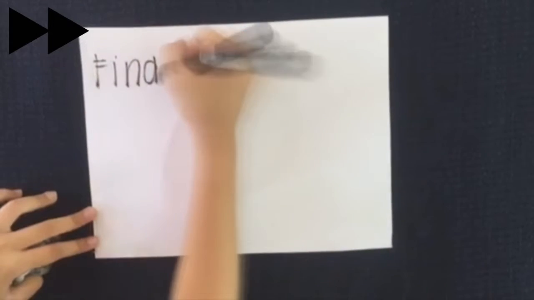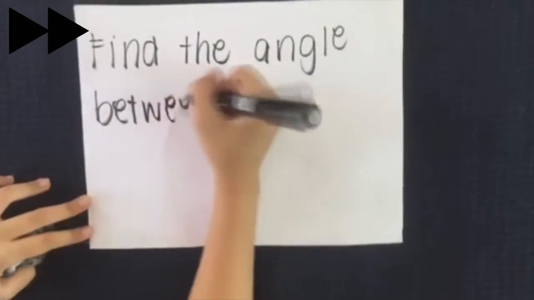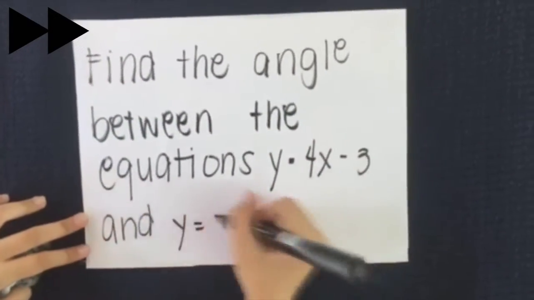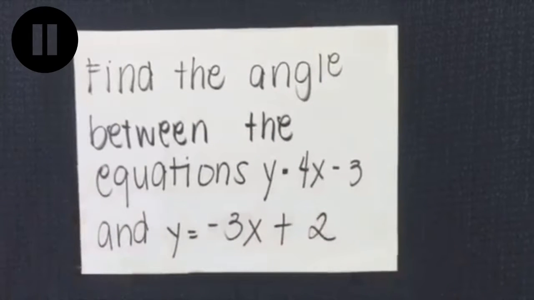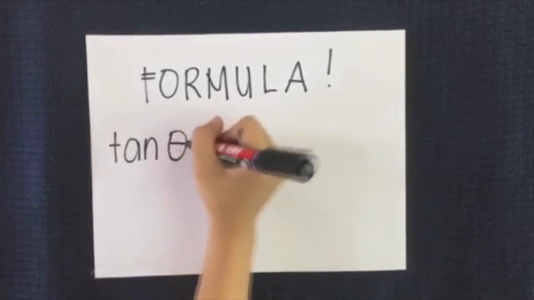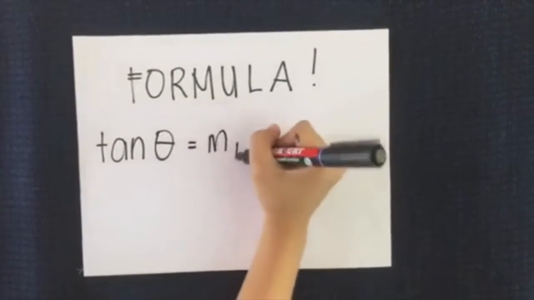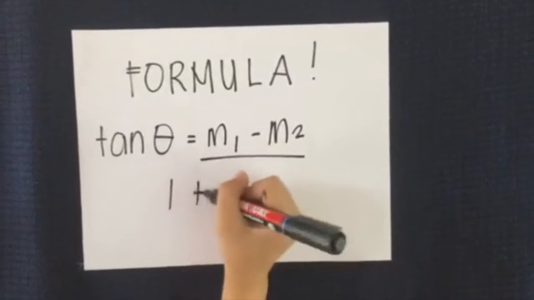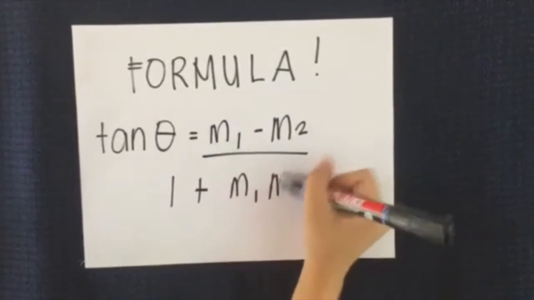Our topic is angle between two lines. So here's the given problem. Find the angle between the two equations, which is y is equal to 4x minus 3 and y is equal to negative 3x plus 2. The formula that is involved in this problem is tangent theta is equal to m sub 1 minus m sub 2 all over 1 plus m sub 1 times m sub 2.